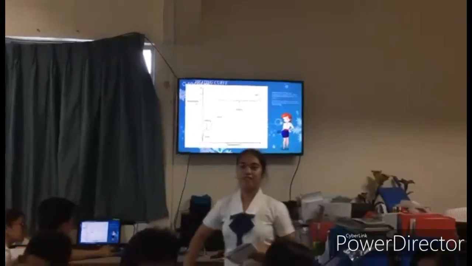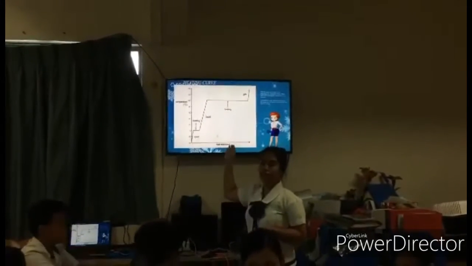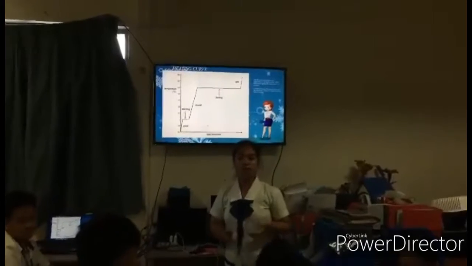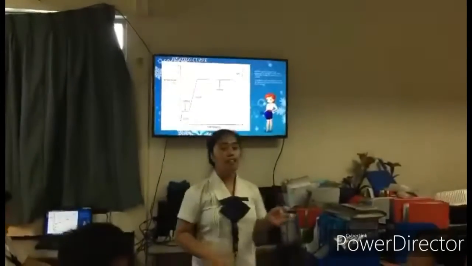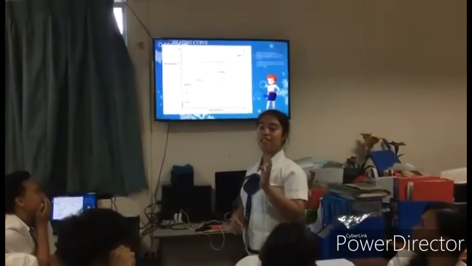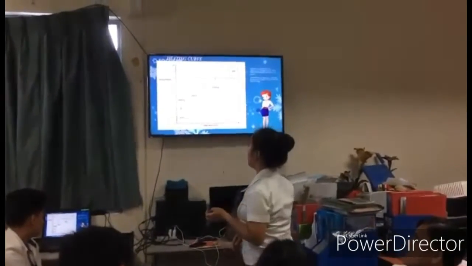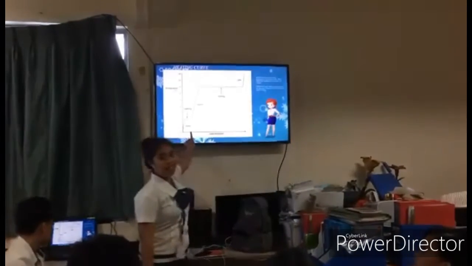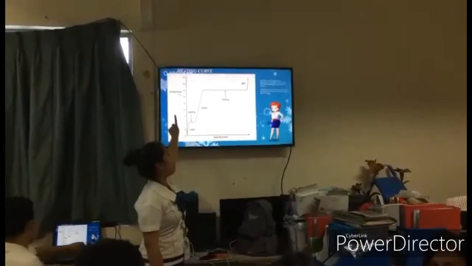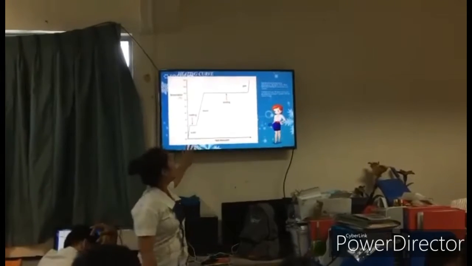molecules. Okay, so we can see the heating curve. What is the purpose of the heating curve? The heating curve graphically represents the phase transitions a substance undergoes as heat is added to it. So the y-axis indicates the temperature, while the x-axis is the heat absorption.